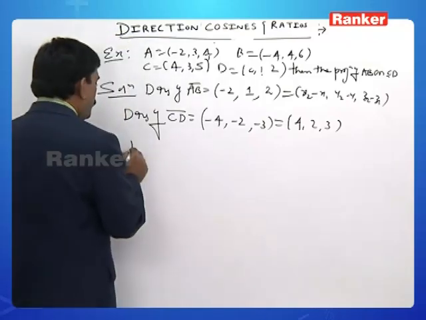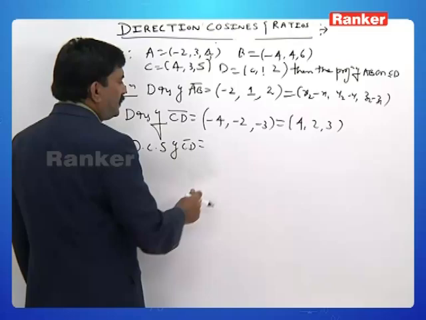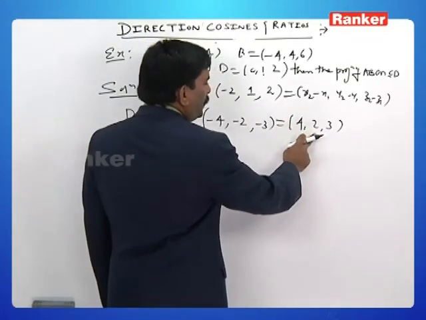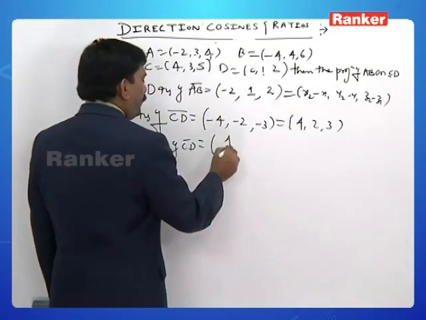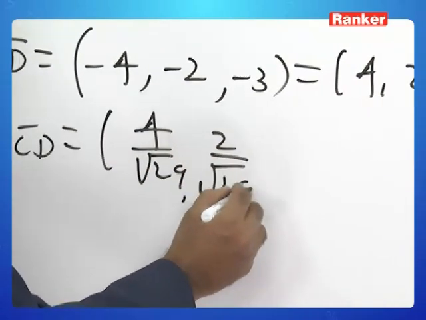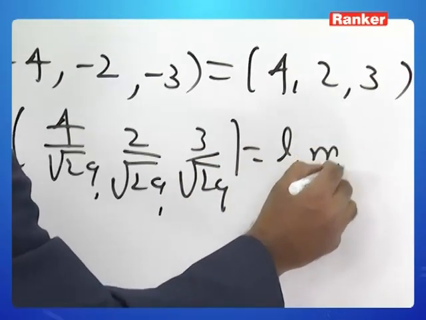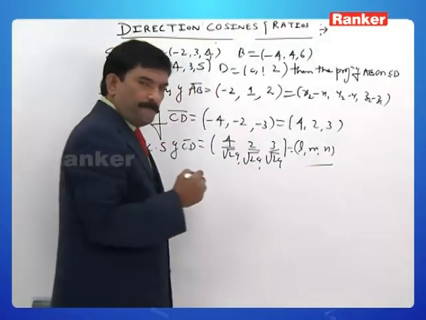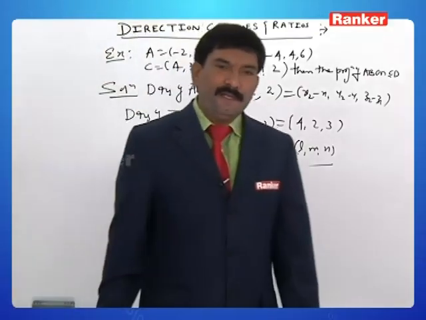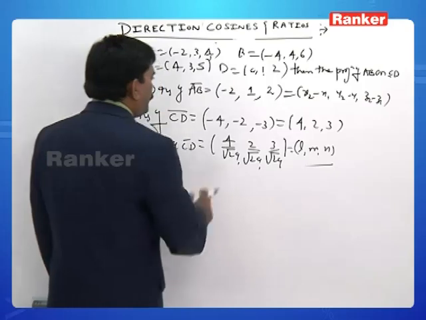What's the length of this one? The DCs of CD bar: 16 plus 4 plus 9 is 29. Therefore, 4 by root 29, 2 by root 29, 3 by root 29. You take this one as L, M, N. Followed? L, M, N.